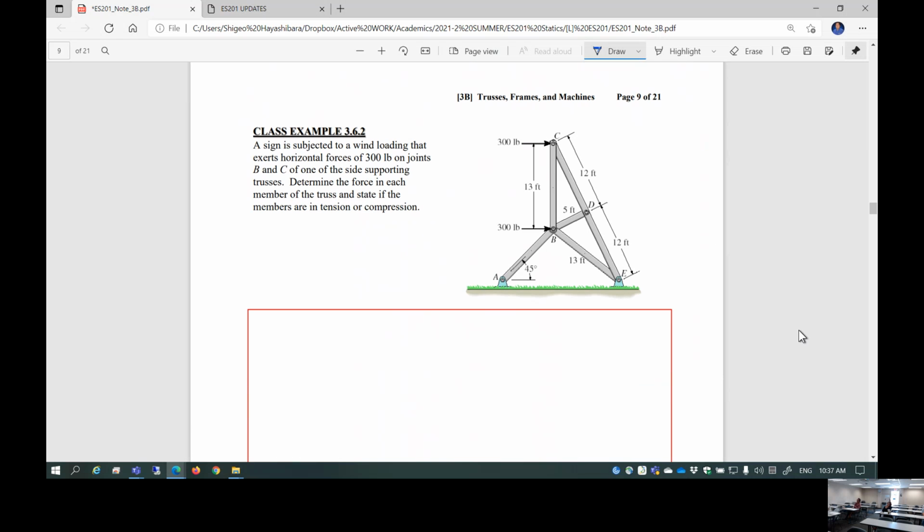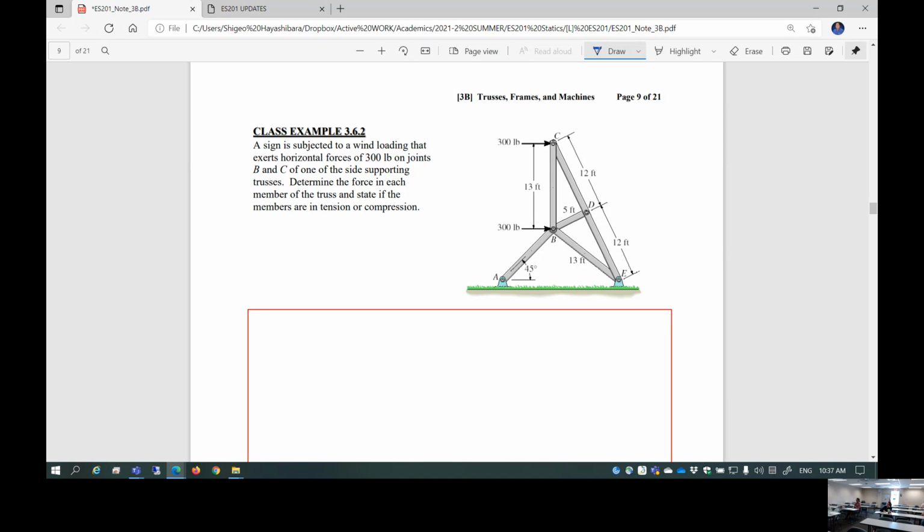Next page. Class example 362. Do I have time for that? Yeah, let me just try to finish it for today. Class example 362. A sign is subjected to a wind loading that exerts a horizontal force of 300 pounds on joints B and C of one of the side supporting trusses.